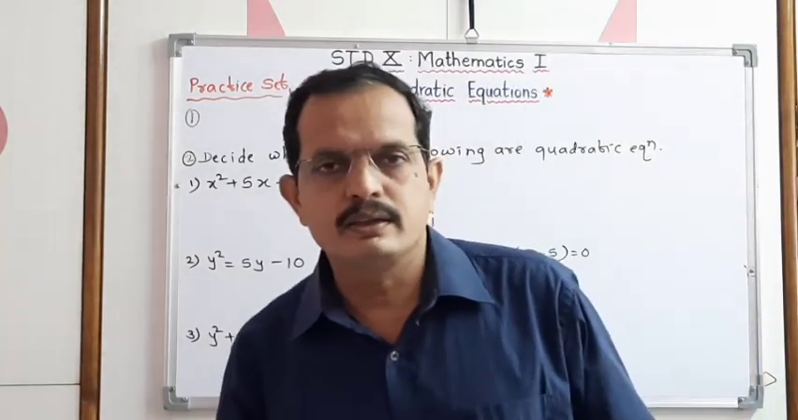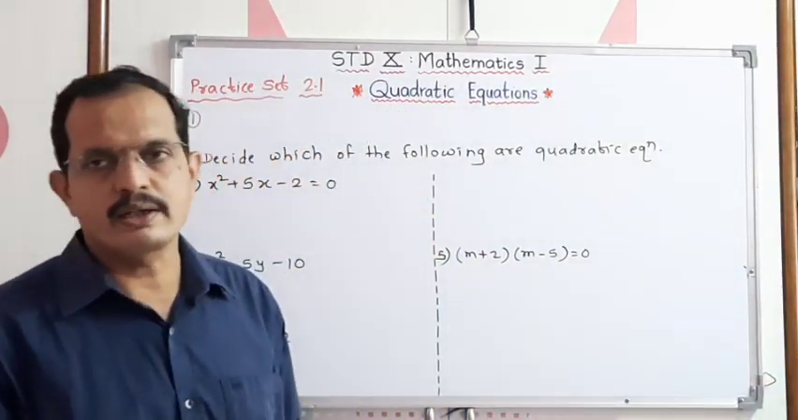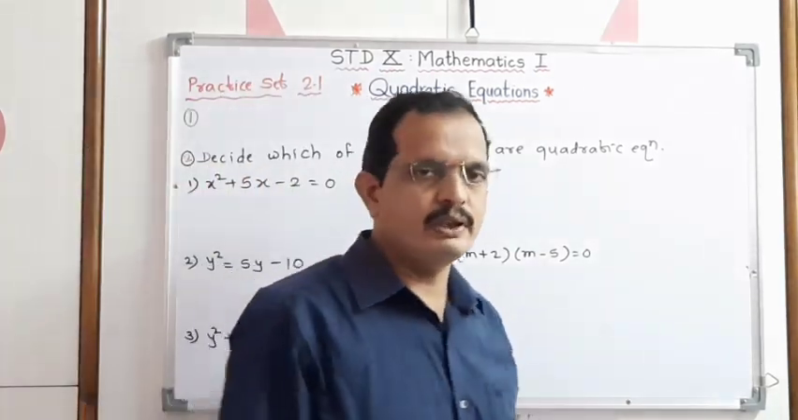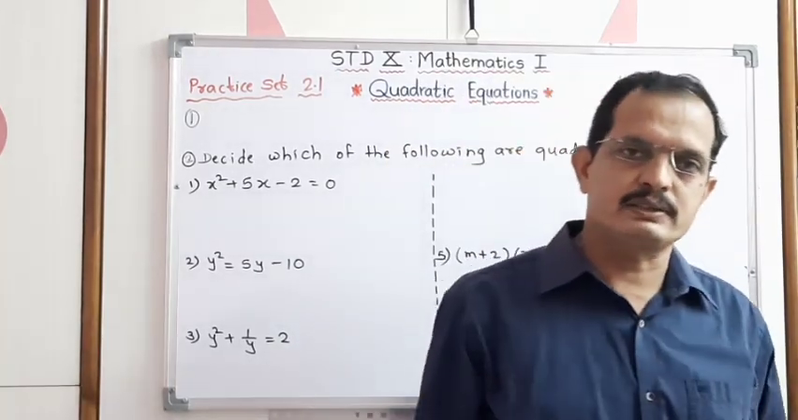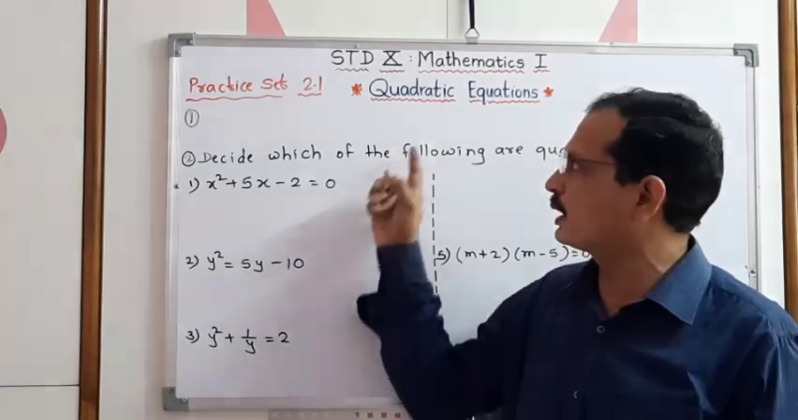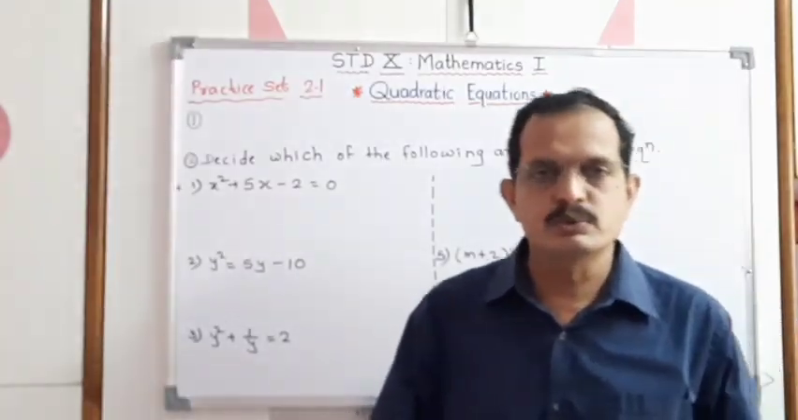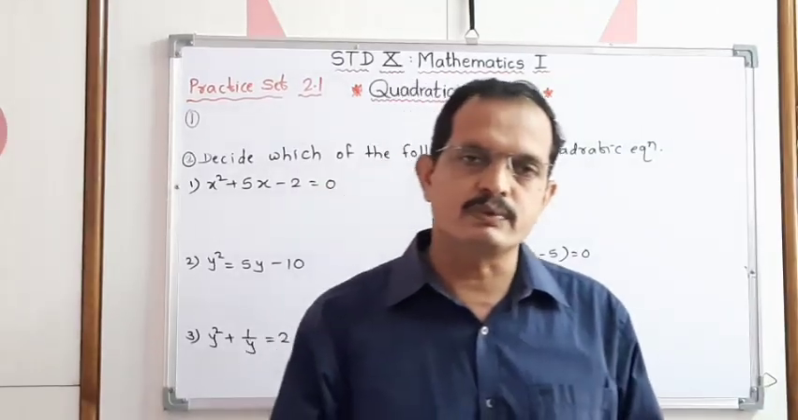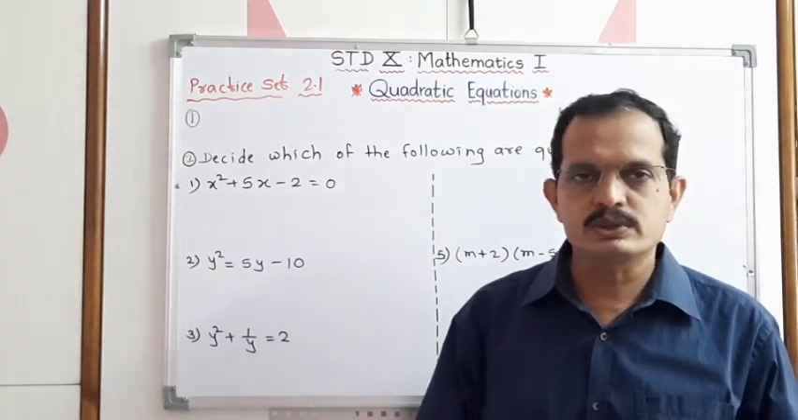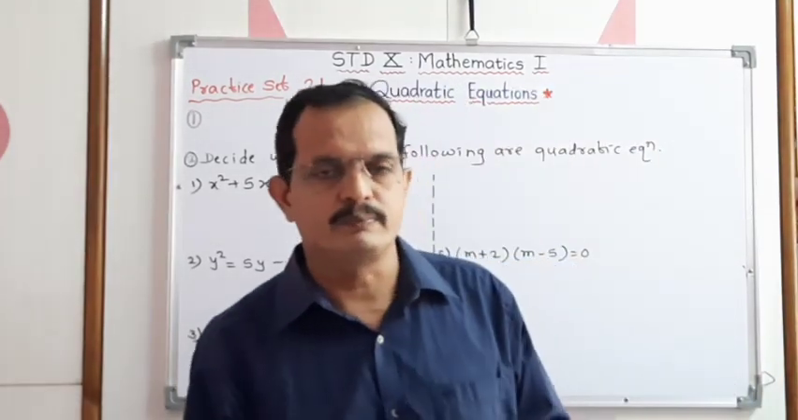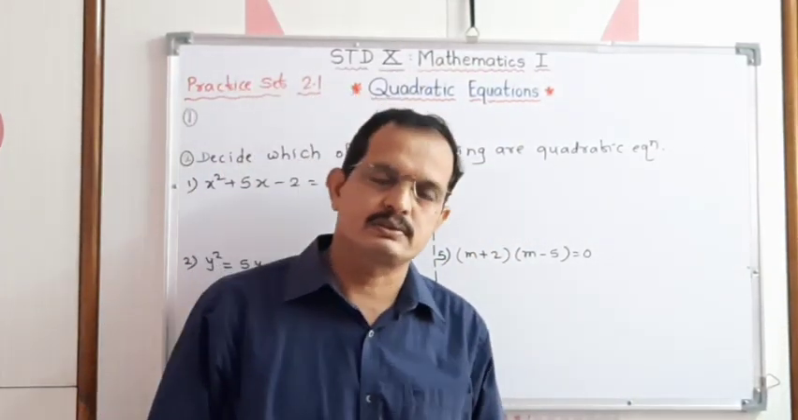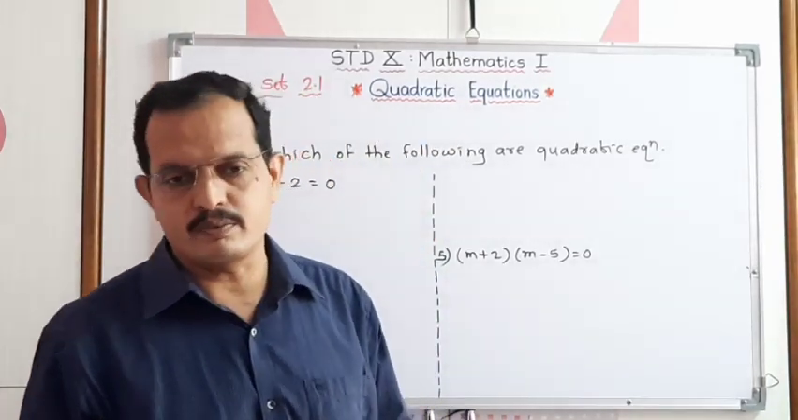Dear student, I think everyone understood what a quadratic equation is. An equation involving one variable where the maximum index of the variable is 2 is called a quadratic equation. In your textbook, the definition of quadratic equation is given. You have to write that down in your notebook. Now we have to start with practice set 2.1. First question is given. Write any two quadratic equations. We have to write any two quadratic equations.